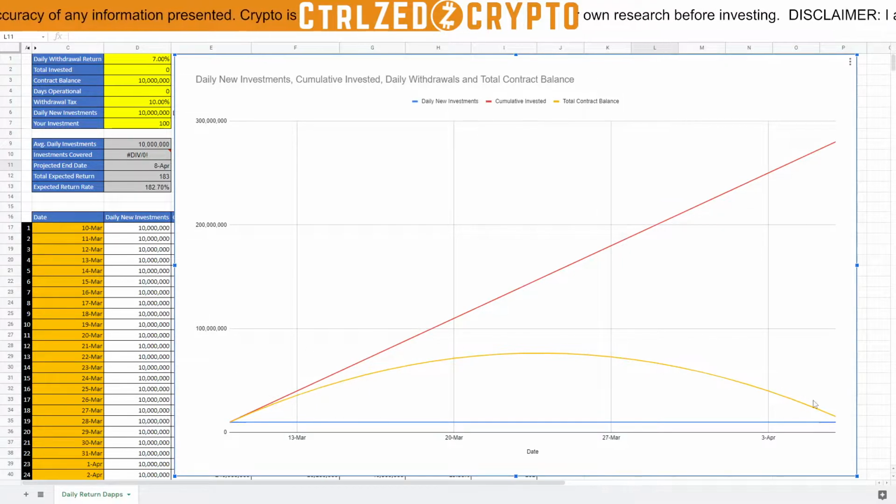And if you don't understand why that happens, please watch my video about whether these ROI DApps are Ponzi schemes, and it will explain the way that these operate. So there's no investment being made. This just has the appearance of investment. It's just money paid out of these investments into withdrawals, and that is what lowers the contract balance.